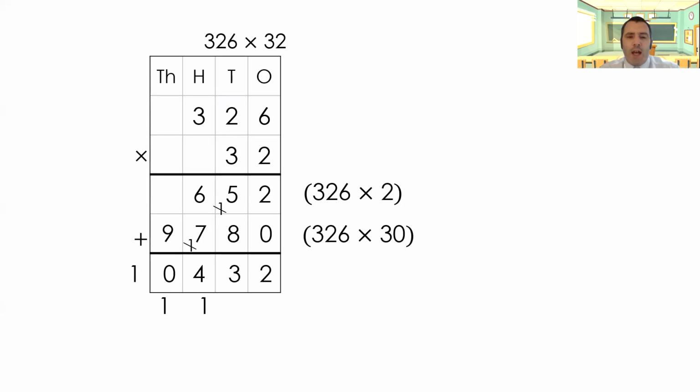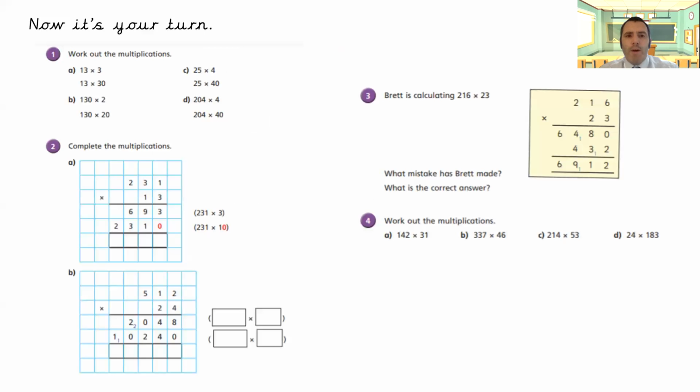Now, can you see how important it is to cross out the ones that we've exchanged? Because I could quite easily have added those ones in had I not remembered to cross them out. And I would have had a very different answer to the correct one. So my answer is 10,432.